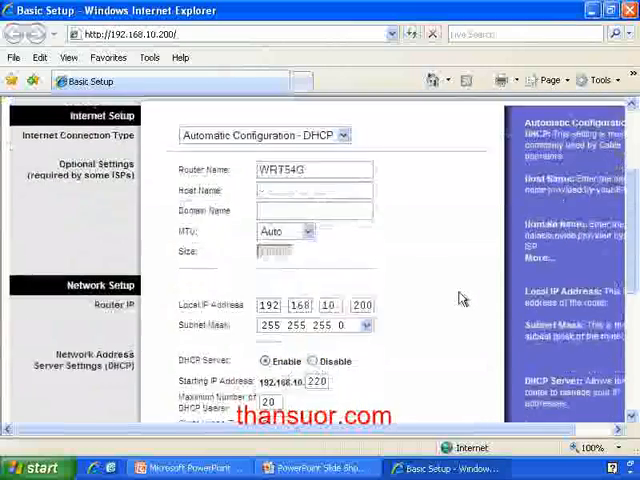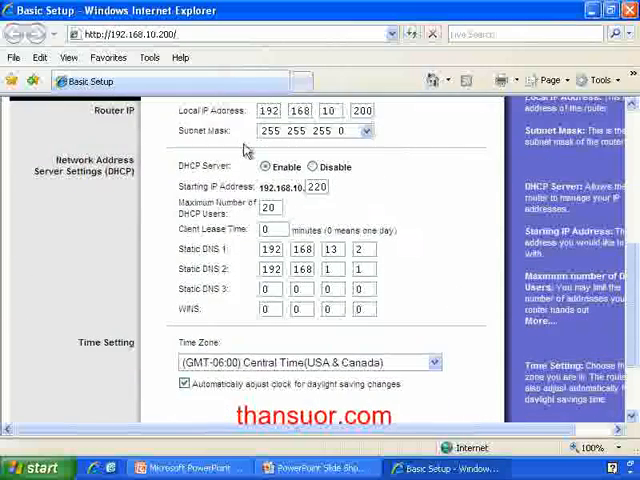But then if I scroll down, you will see here is where I can enter in a local IP address. Here's that 192.168.10.200 that I just entered to connect to this in the first place. Matter of fact, you can still see it up here in the address bar. That is not the default IP address.